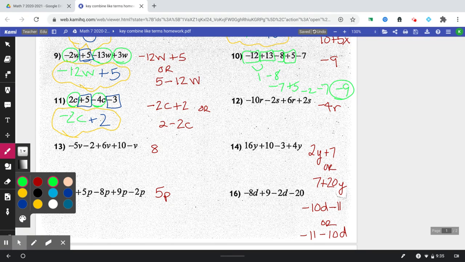All right, negative 10r, positive 6r will give you negative 4r. Negative 2s and positive 2s, negative 2 and positive 2 will equal 0, so you have 0 s's. So negative 4r will be your final answer.